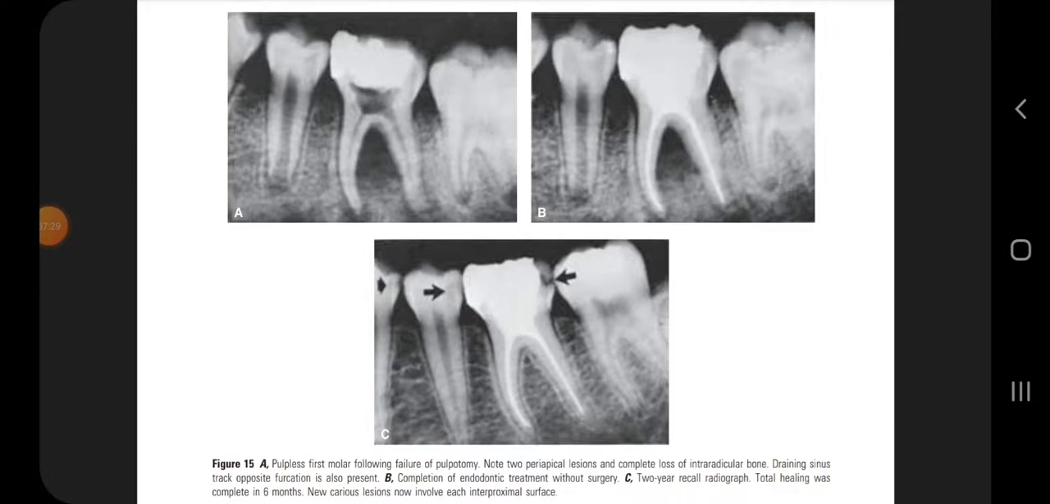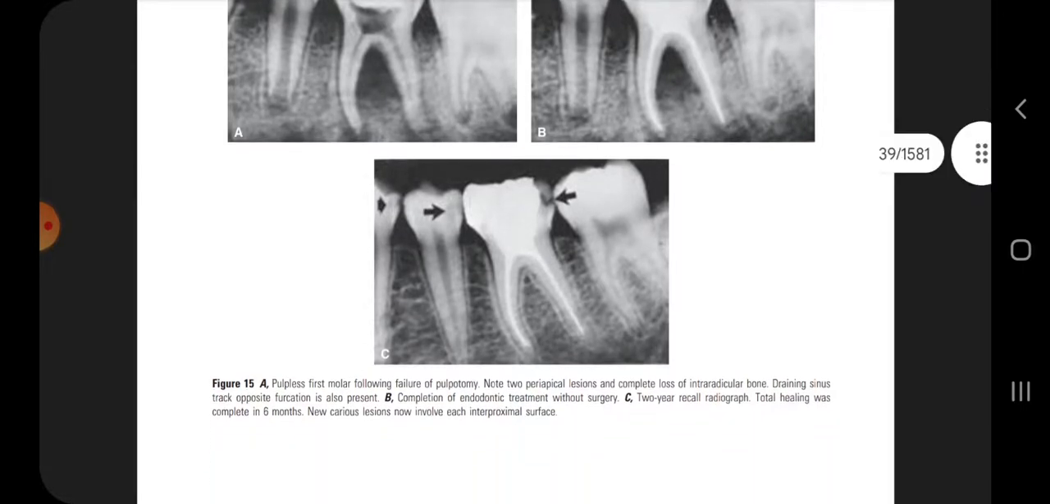This shows a pulpless first molar following failure of pulpotomy. Note the two periapical lesions and complete loss of intraradicular bone. You can also note two periapical radiolucencies, the loss of intraradicular bone, and a draining sinus.